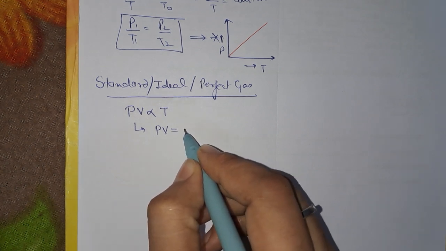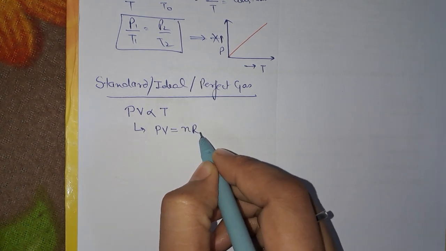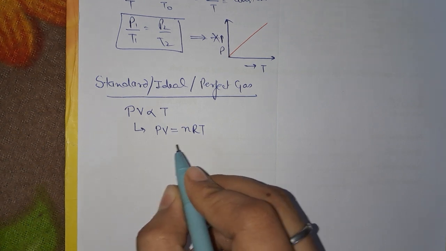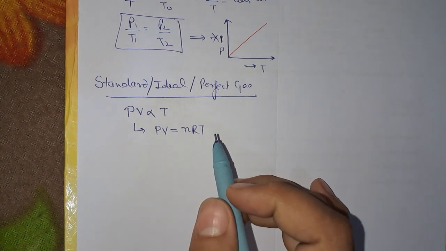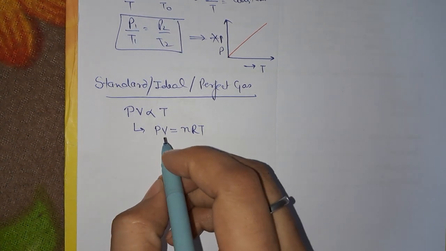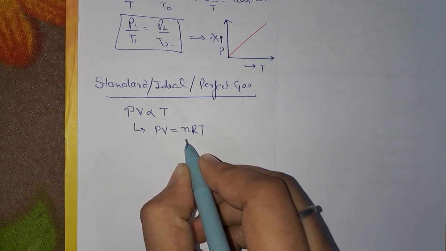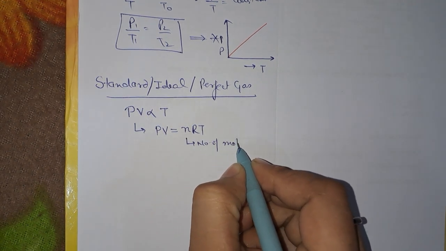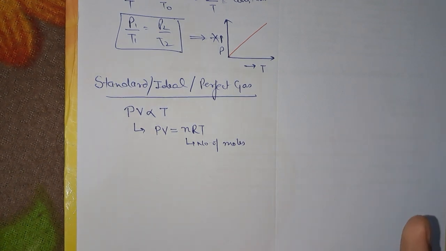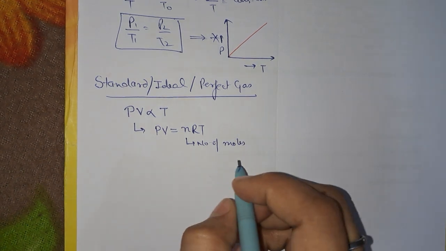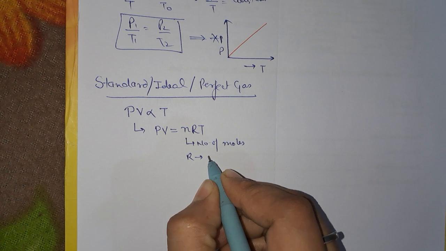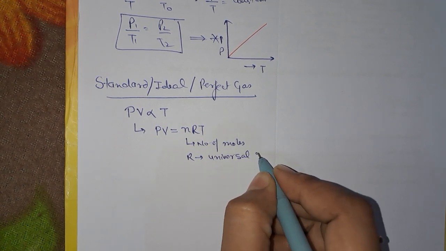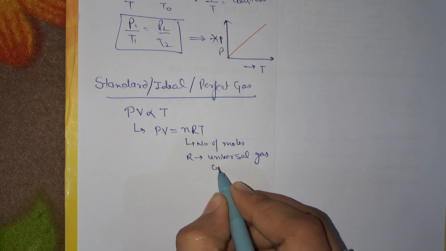Or we can say PV equals nRT. We have got this equation by combining Boyle's and Charles' law, where n is the number of moles contained in the given gas and R is the universal gas constant.